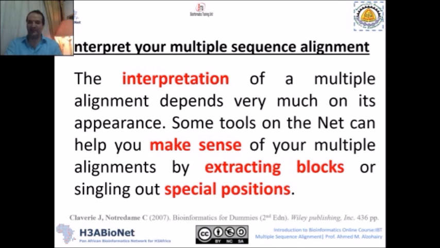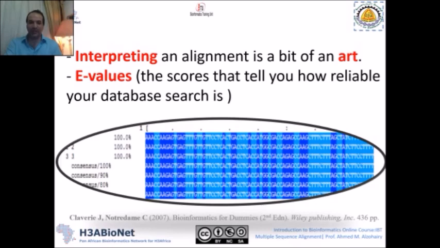This means that you have to extract blocks which are meaningful and see some special positions in your alignment. Of course, interpretation is a little bit of art, so it needs all your information in biology and computer science to try to interpret your multiple sequence alignment in the right way. Of course, I will not talk much about the e-value score, which tells you how you can rely on your result in your database search.